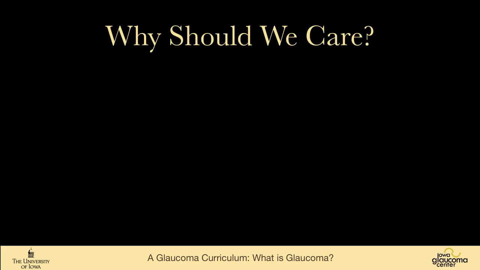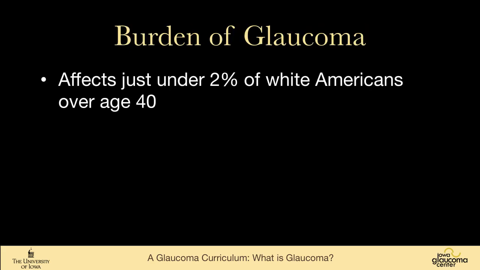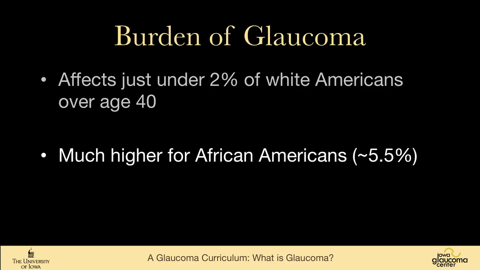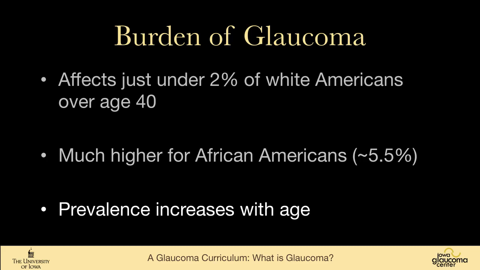What's important about glaucoma? Glaucoma affects just under 2% of white Americans over the age of 40. So it's pretty common. It's much more common in African Americans, maybe around 5.5%. And in African Americans, the disease is harder to treat and more aggressive. Prevalence increases with age, so if one goes to a retirement home, way more than 2% of the patients will have glaucoma.